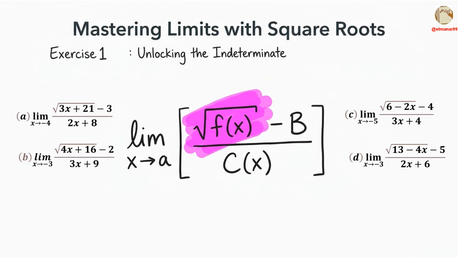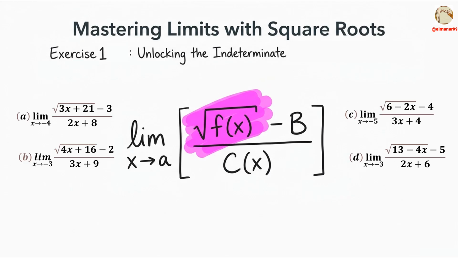A. Limit as x approaches -4 of square root of 3x plus 21 minus 3 divided by 2x plus 8. B. Limit as x approaches -3 of square root of 4x plus 16 minus 2 divided by 3x plus 9.